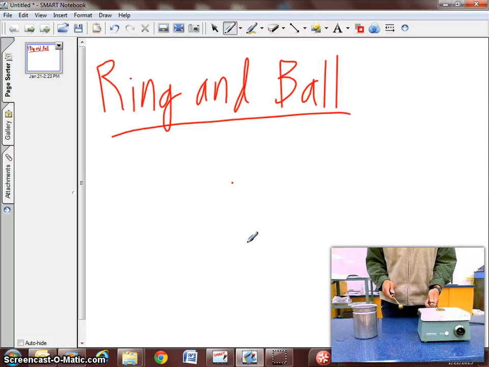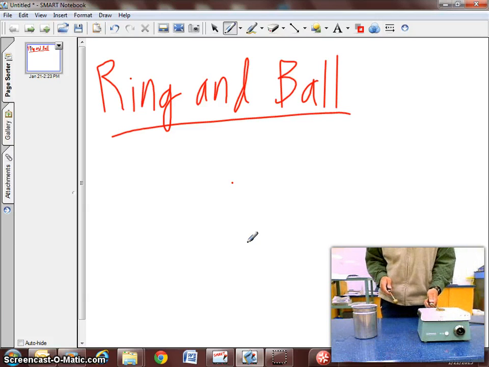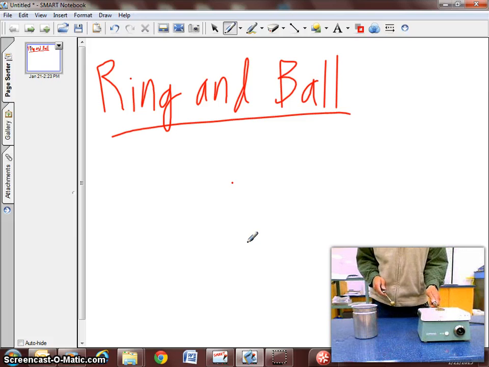Do you think the hole will grow bigger, or do you think the hole will get smaller in the heated ring? So with that, I will take the ring off the hot plate.